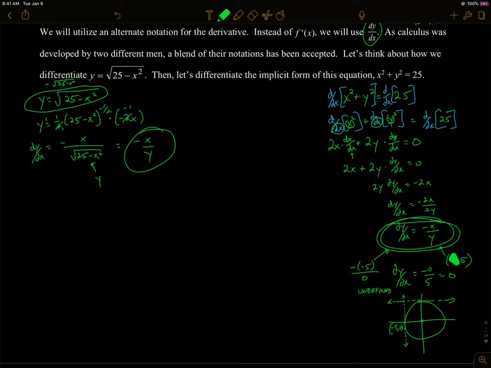We wouldn't do that really for explicit functions. We would leave them like this. It's easier to just find it with respect to x, having only an x in it.